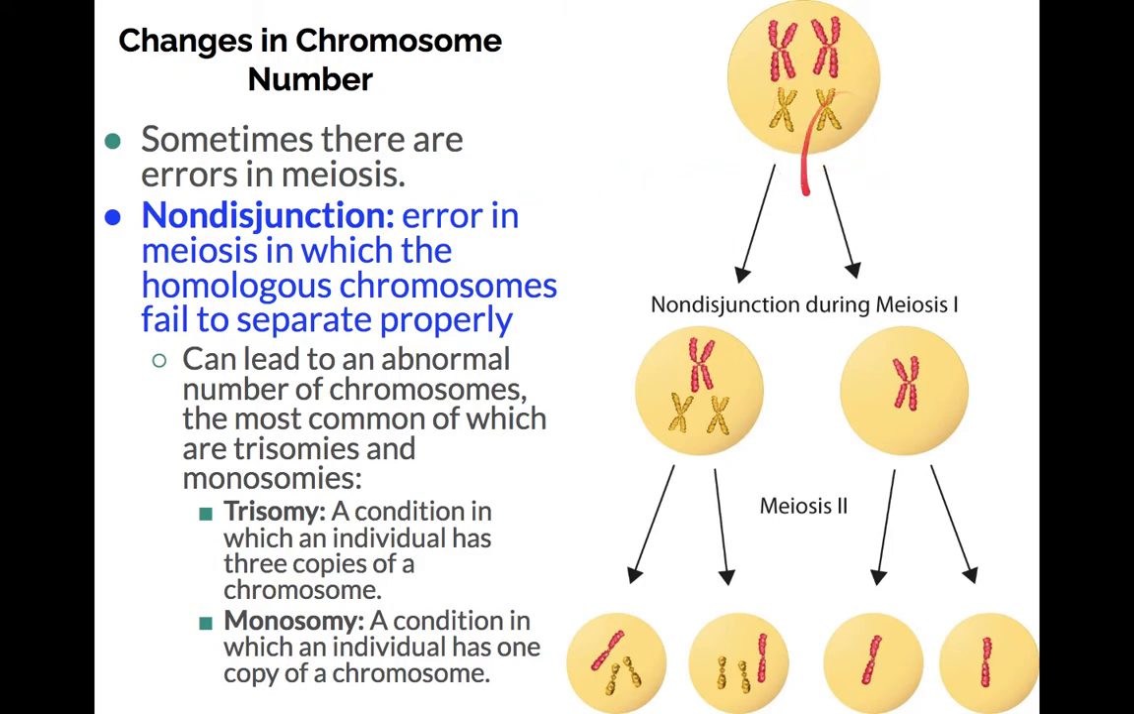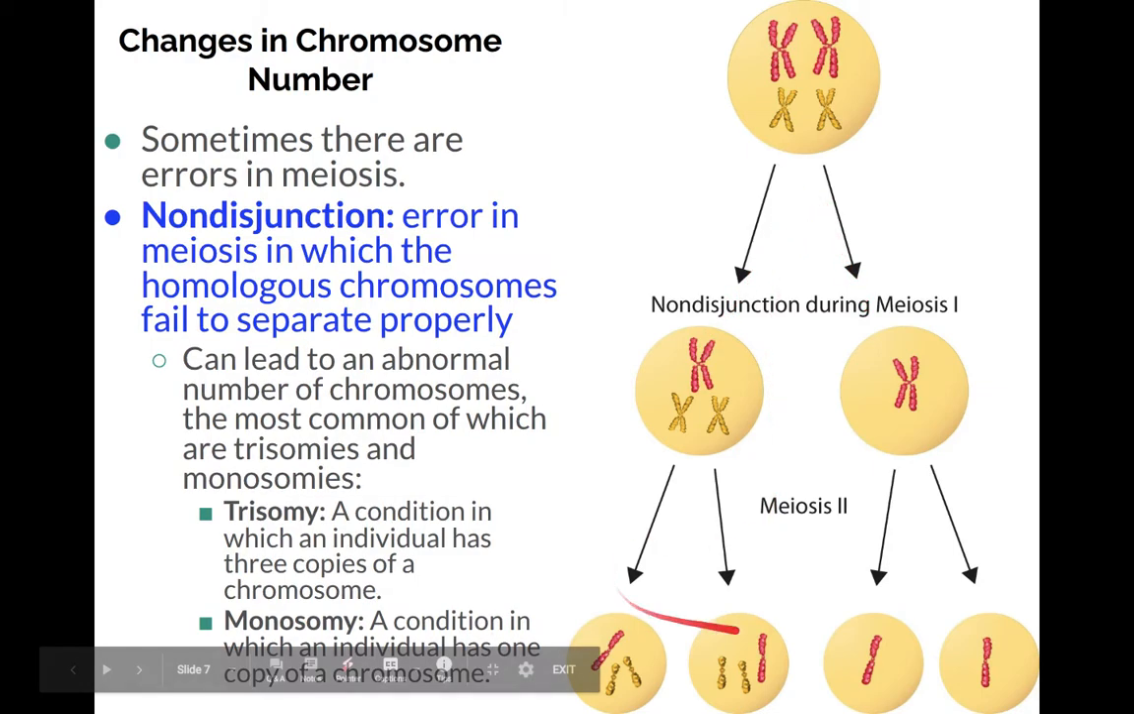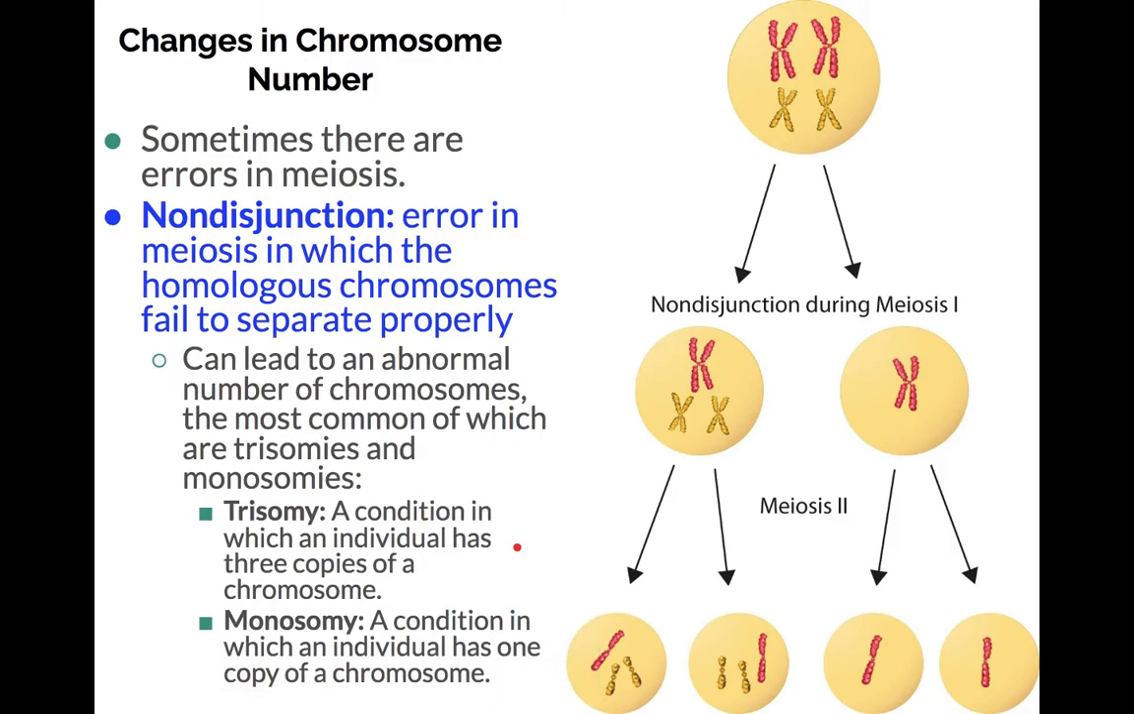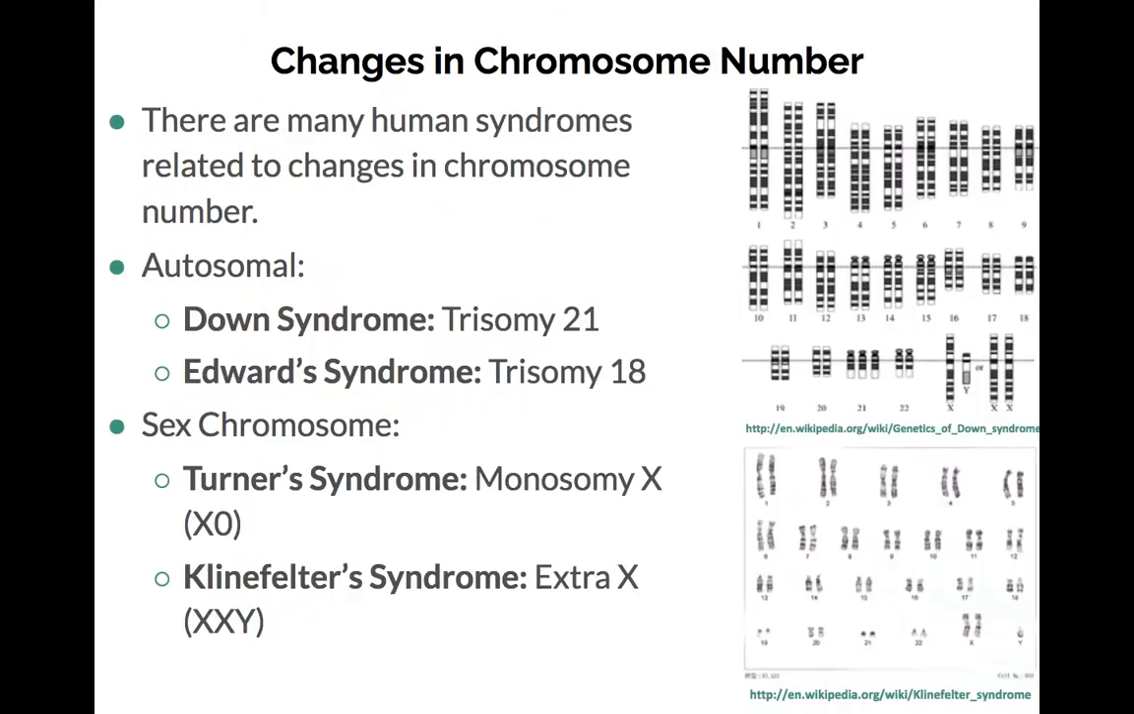So here we have your original cell, non-disjunction occurs, and that can lead to an abnormal number of chromosomes, the most common of which are what we call trisomies or monosomies. So a trisomy is a condition in which an individual has 3 copies of a chromosome, and a monosomy is a condition in which an individual has 1 copy of a chromosome.